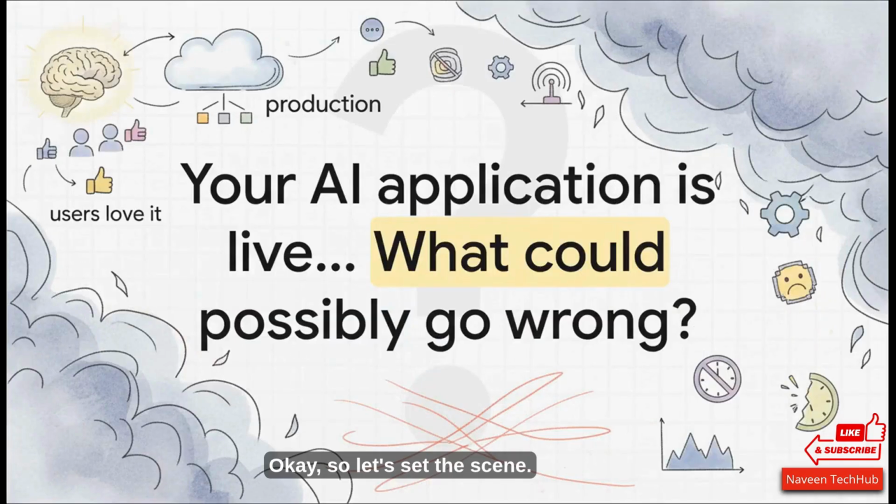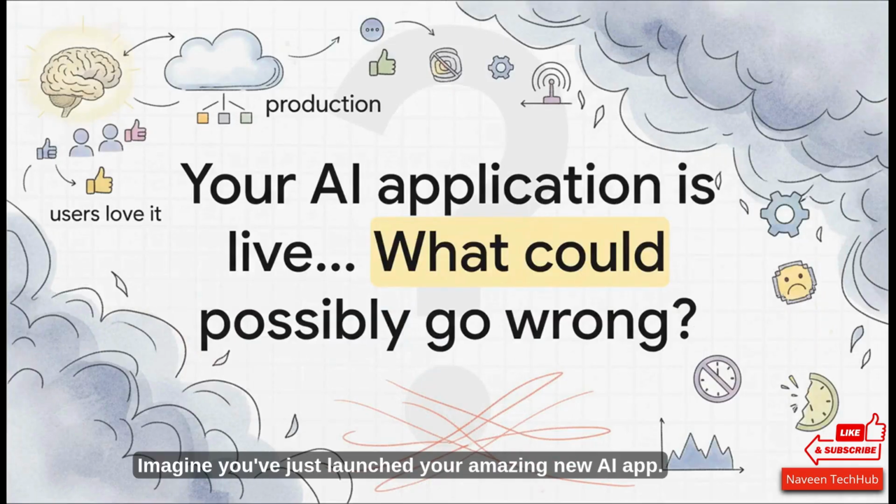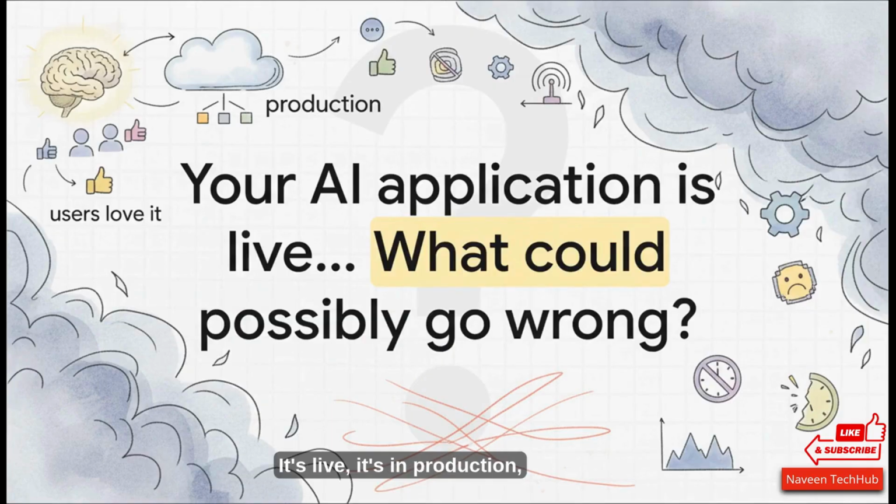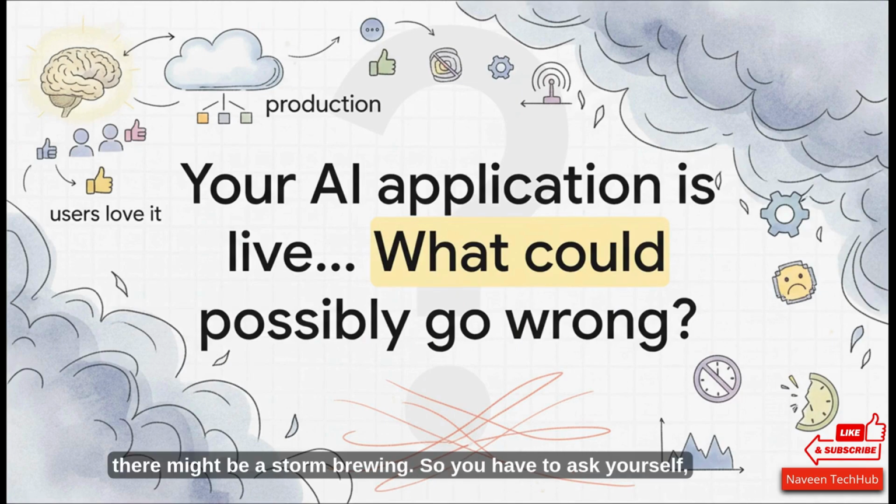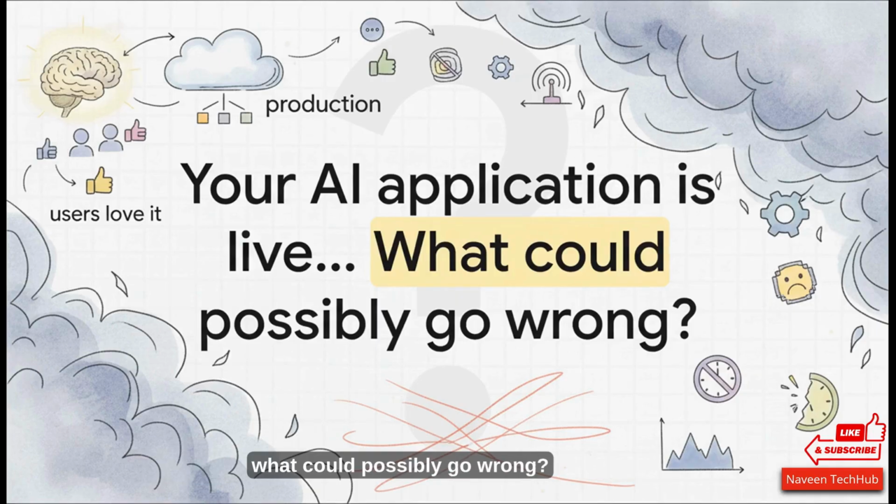Okay, so let's set the scene. Imagine you've just launched your amazing new AI app. It's live, it's in production, users are loving it, everything seems perfect. But behind the curtain, there might be a storm brewing. So you have to ask yourself, what could possibly go wrong? Well, it turns out, a lot.